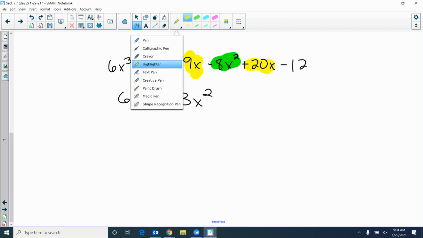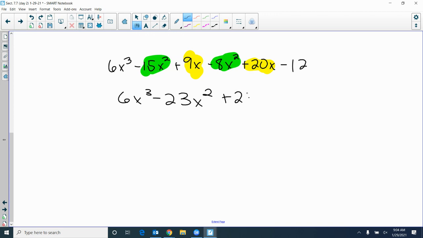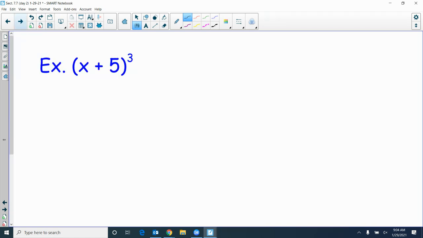And you get plus 29x minus 12. So fix what you need to fix on there. Now we'll do one more together. And this is one that ends up getting missed a good bit. Okay. All right, write down the original problem and don't do anything else.